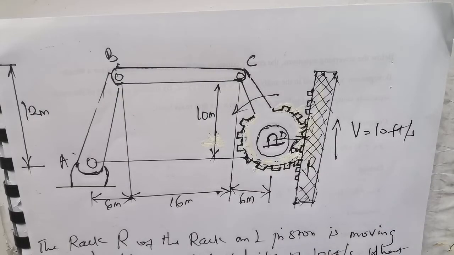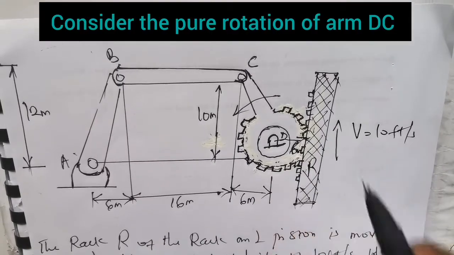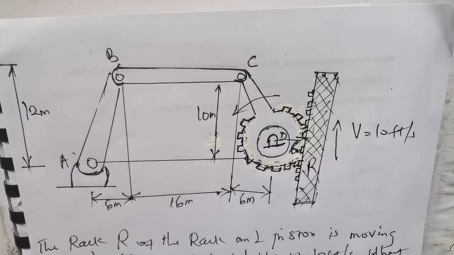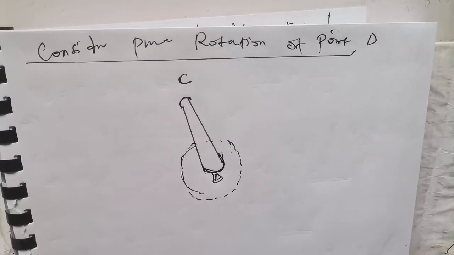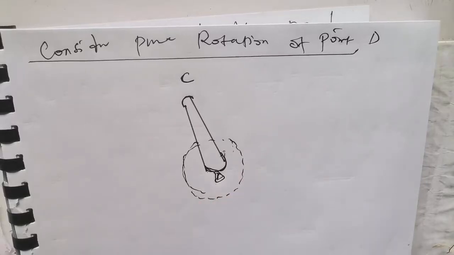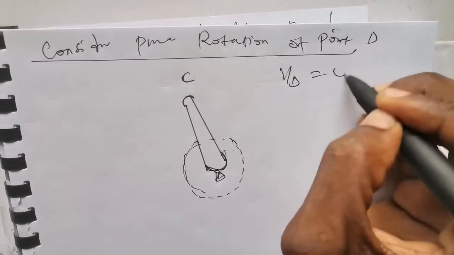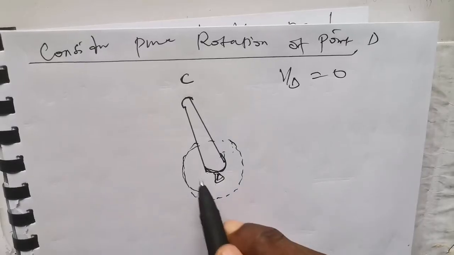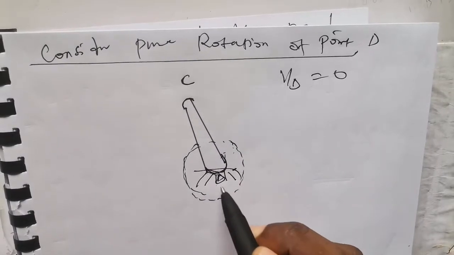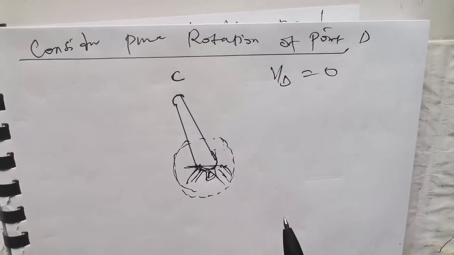Let's pick out the fixed point. So consider the motion or pure rotation of point D. Since point D is fixed, we consider the pure rotation of point D. Okay, so this is point D inside the gear, which means point D is actually fixed. And if point D is fixed, it means that the velocity at point D automatically is 0. So Vd is equal to 0. All right, so let's simply use this to indicate that point D is actually fixed.